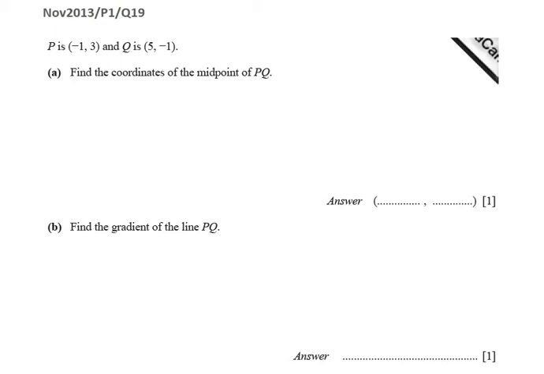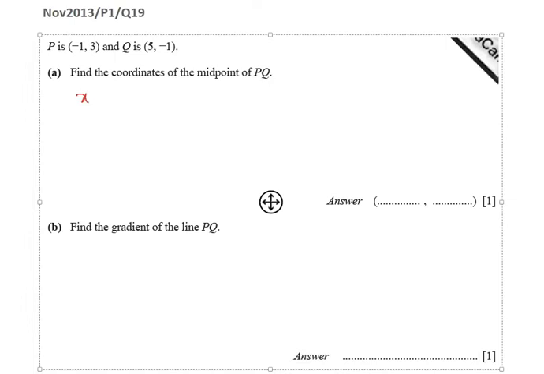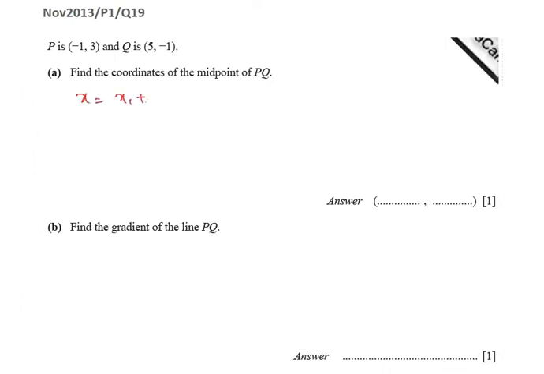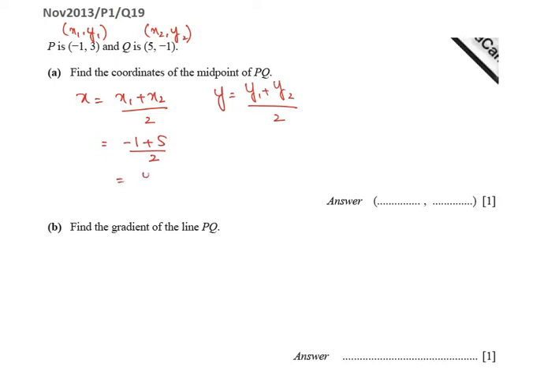As we know, the formula of the midpoint is x equals (x1 plus x2) upon 2, and similarly y equals (y1 plus y2) upon 2. We will consider this coordinate as x1, y1 and the second one as x2, y2. Now let's substitute the values here. So we have (-1 plus 5) upon 2. So -1 plus 5 is 4, upon 2, which is equal to 2. So the value of x is 2.